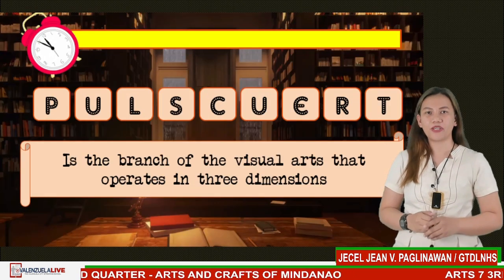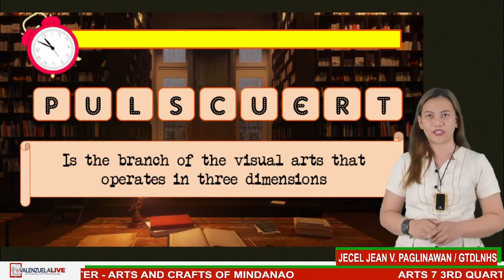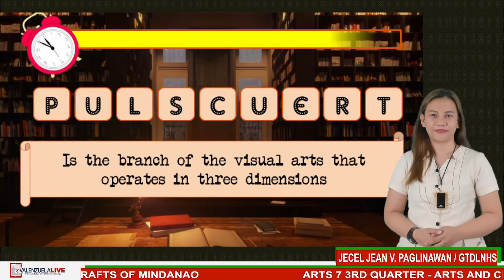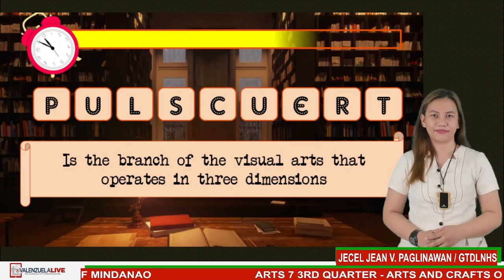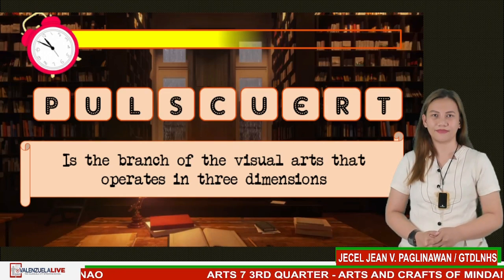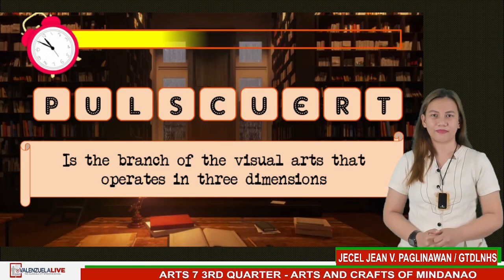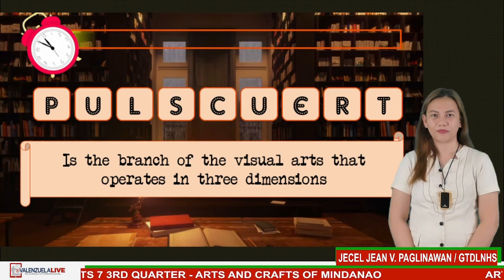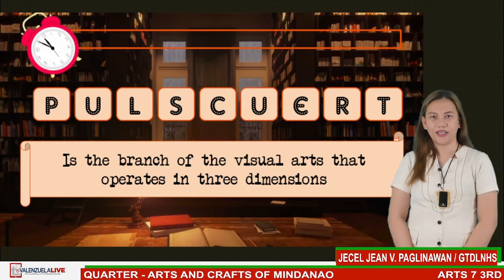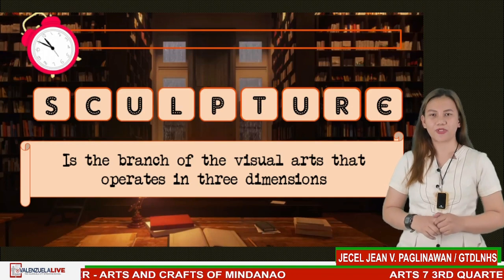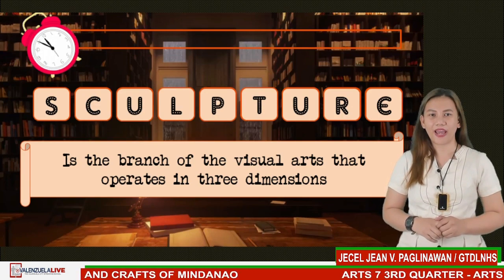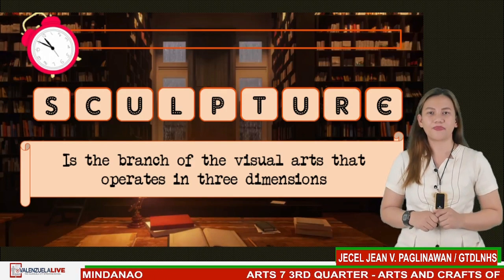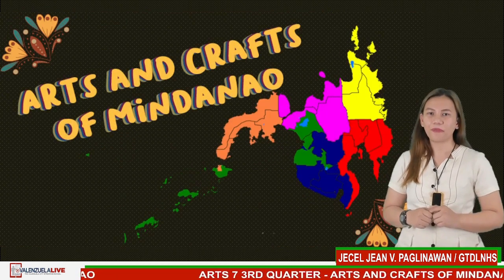Number 8. It is a branch of the visual arts that operates in three dimensions. Timer starts now. Okay, the correct answer is sculpture. From what place can we find those arts and crafts revealed in the jumbled letter games? Correct, it is from Mindanao. Thank you for participating.